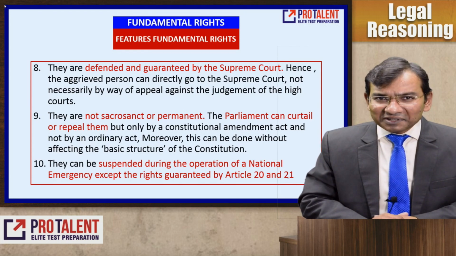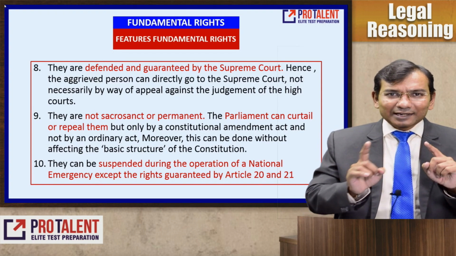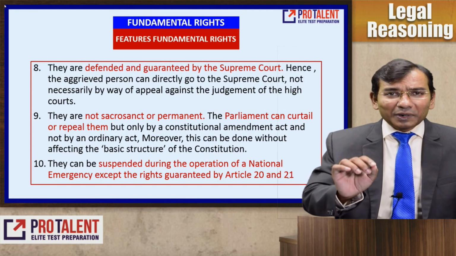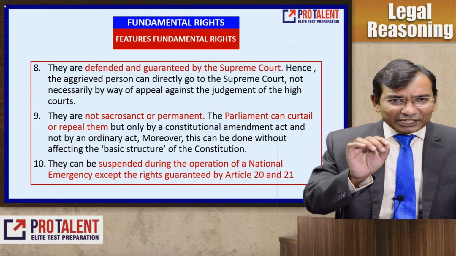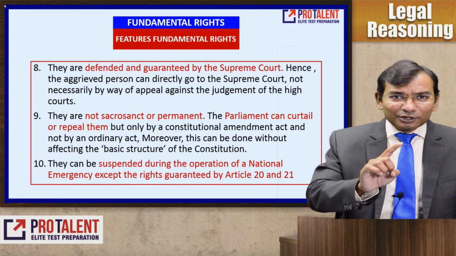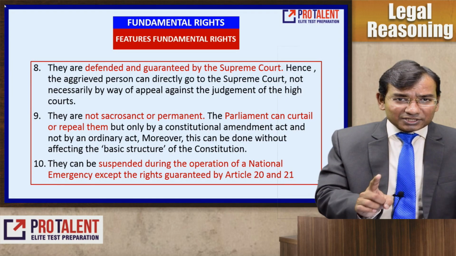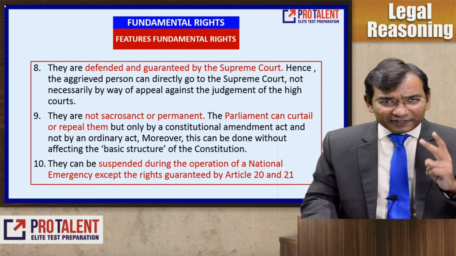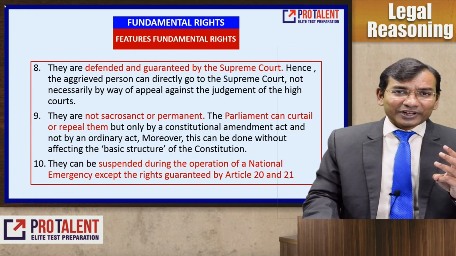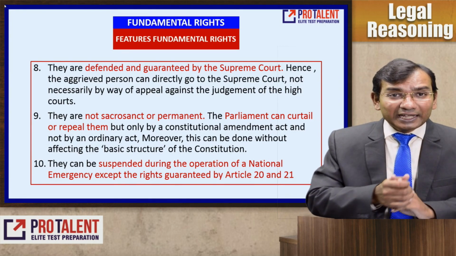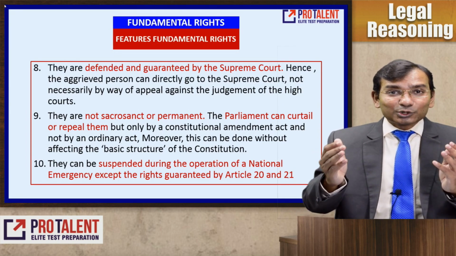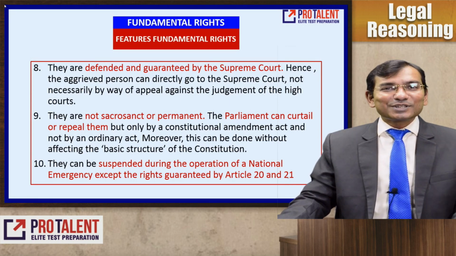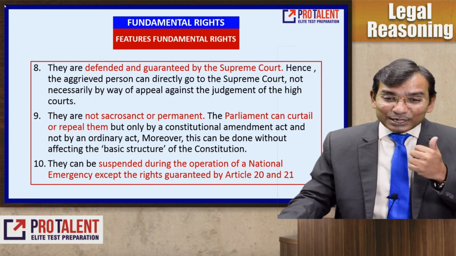I'm sure you are aware about that: Article number 20 and Article number 21. You may ask, sir, what is Article number 20? Article number 20 is basically a kind of protection given to the convicted person or the person who is accused of an offense. ठीक है, no double jeopardy, no self-incrimination and no ex post facto law. This is Article number 20, and Article number 21 is the right to life. Okay, so this cannot be suspended during emergency. The rest of the other articles can be suspended.